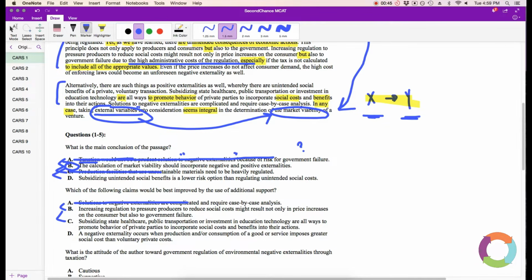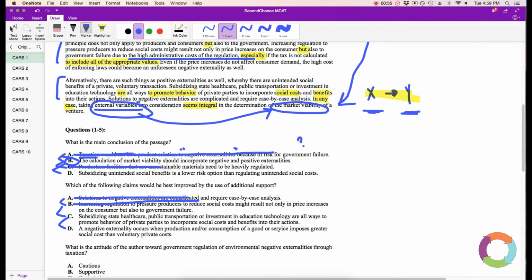Subsidizing state health care are all ways to promote behavior to incorporate that. Yeah, that was not really spoken about in detail, so I'm going to cross off B. And then D says a negative externality occurs when production or consumption imposes greater social cost, and again that has a lot of support, so C seems pretty weak.